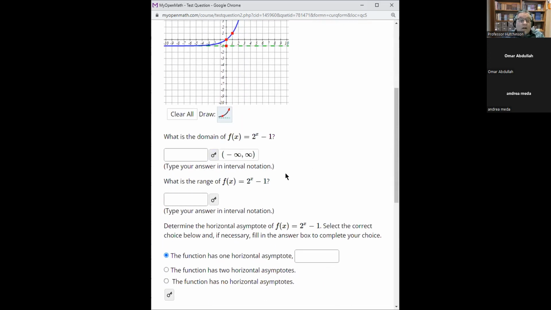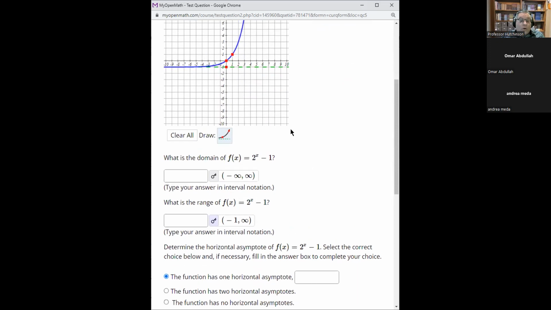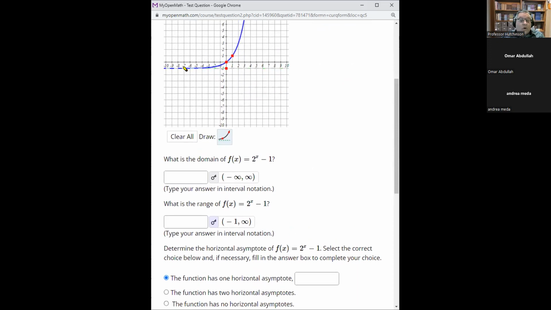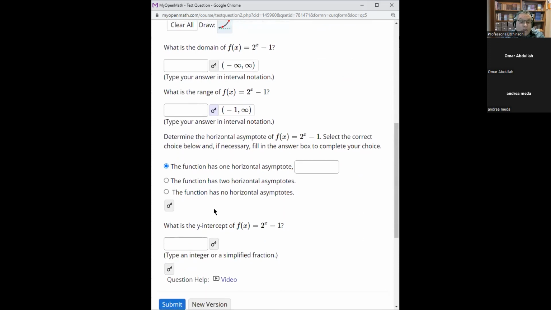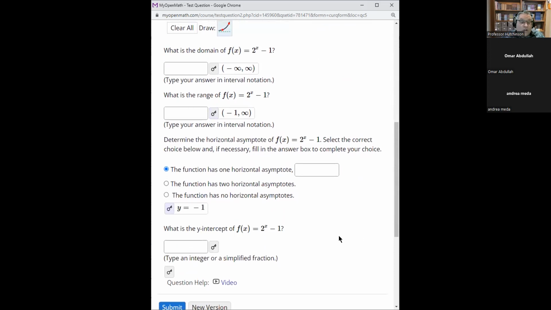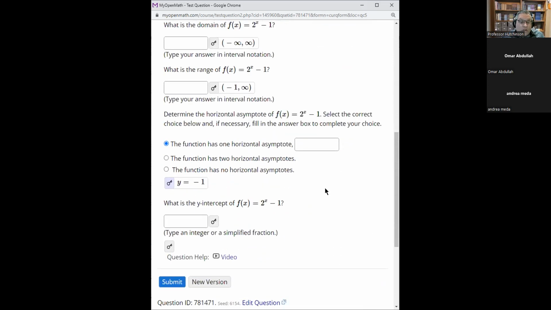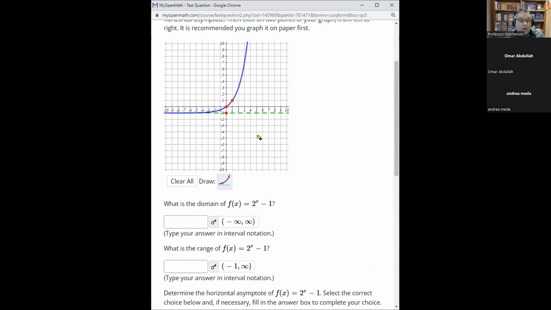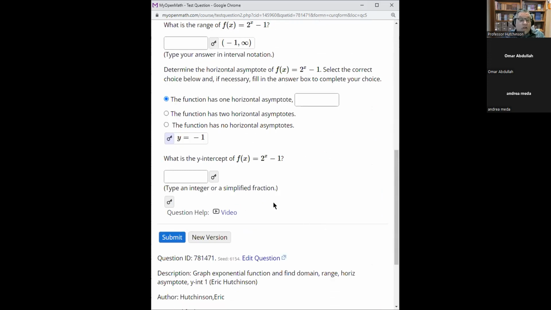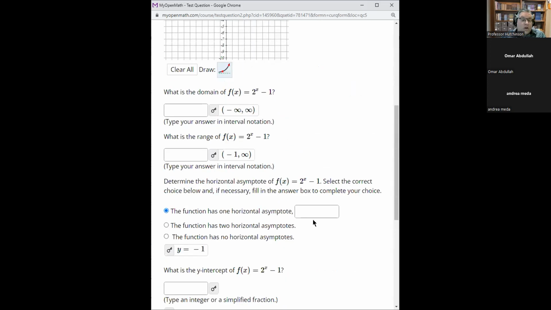And of course, our domain is negative infinity to positive infinity. The range would be from -1, the lowest point in the graph, all the way up to infinity on that one. And then it also asks you to indicate what the horizontal asymptote is, and you just click on the first blank and type in y equals -1 right there, because that's what you clicked on. And the y-intercept, you can read that off the graph. It's at 0, 0 in this case. They don't always ask you for that one, but this one does.